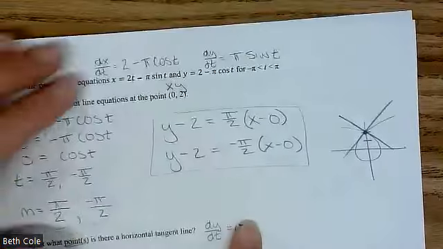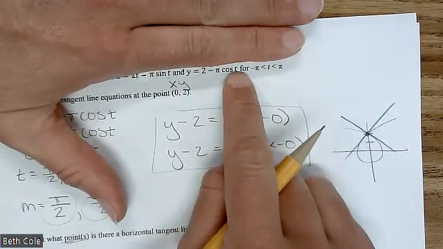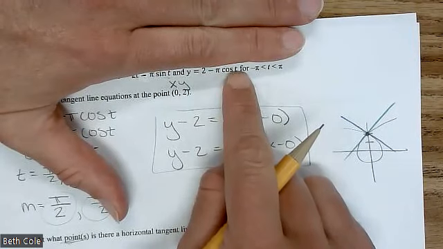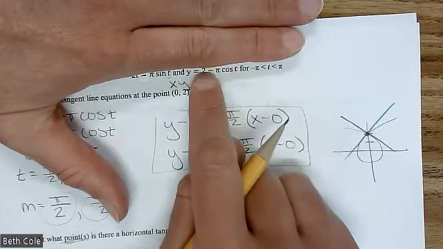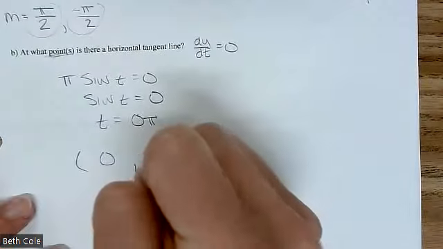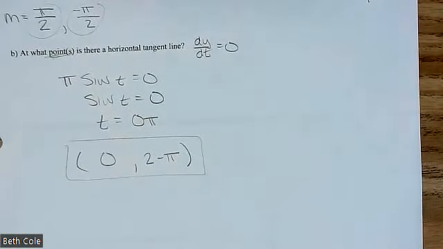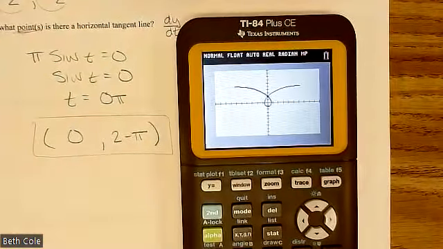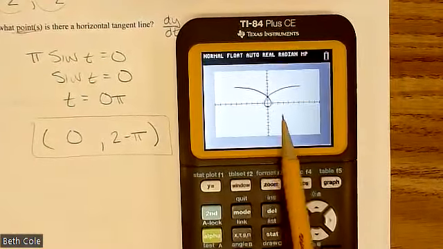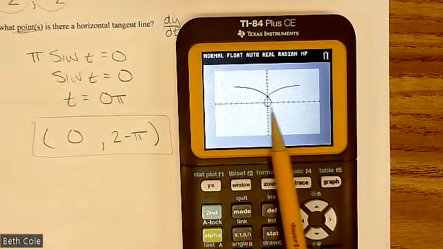All right, and then we're going to plug in 0 pi to the y equation. Cosine of 0 is not 0. It's 1 times pi. So 2 minus pi. And I want us to look at that on the calculator because you already have it typed in. Bring up your calculator. Do you see how right here is where the horizontal tangent line would be? Like at the bottom of the loop.